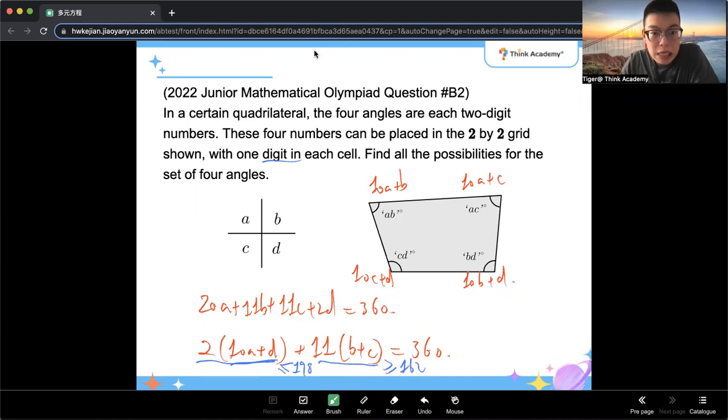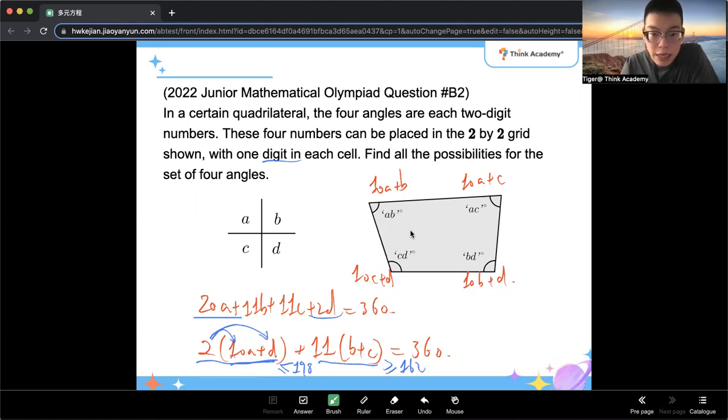So B adding C, why is it 10A? It's okay. Because we have 20A there, right? So it's 2 times 10A, and 2 times D. I'm just extracting the common factor from 20A and 2D there.